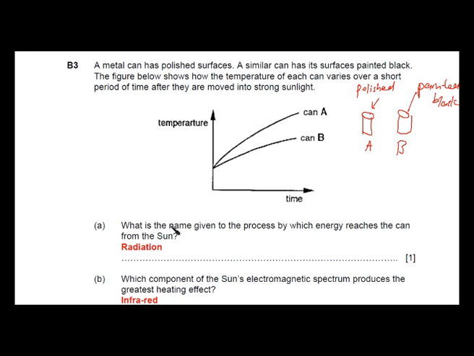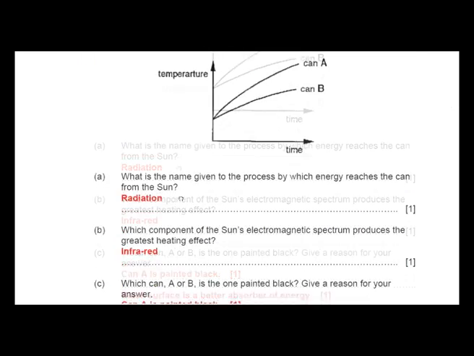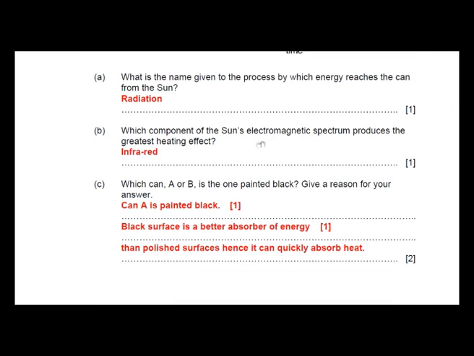For part A, what is the name given to the process by which energy reaches the can from the sun? We know that between the sun and the earth is vacuum, and the only way heat can be transferred is through radiation, because with radiation we do not need a medium for the heat to get transferred. And part B, which component of the sun's electromagnetic spectrum produces the greatest heating effect? It's called infrared, and this is for your info.